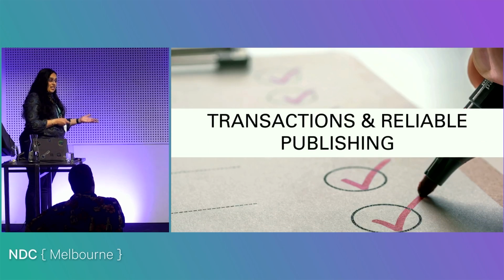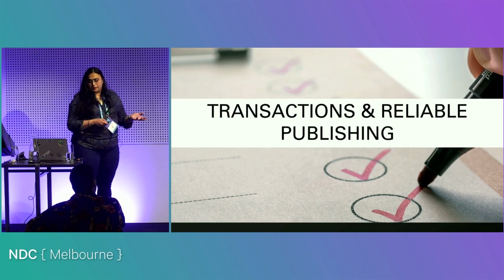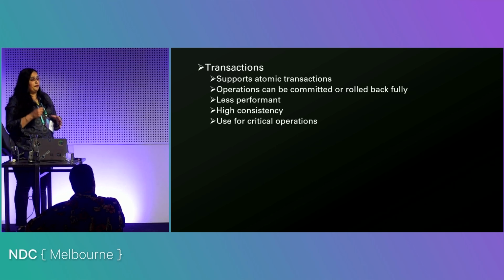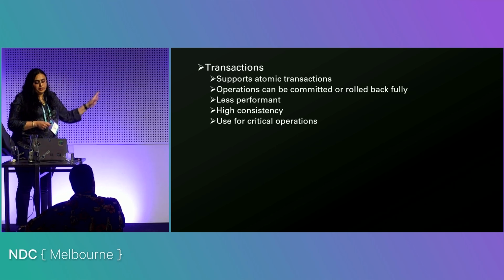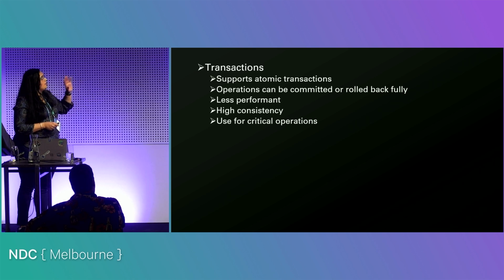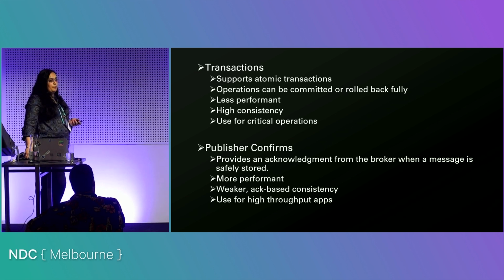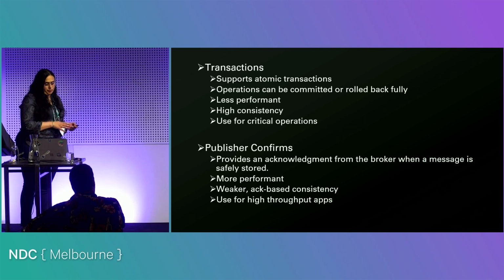You can have transactionality in RabbitMQ, but transactionality actually costs because it's less performant, although very, very highly consistent. So use it for critical operations because it supports atomic transactions, again, within the queue itself. But you can also rely on what is known as publisher confirms, when you get an acknowledgement from the broker when a message is safely stored. This is more performant but a weaker ACK-based consistency. So if you have high throughput needs, then rely on publisher confirms, they are safe to use.